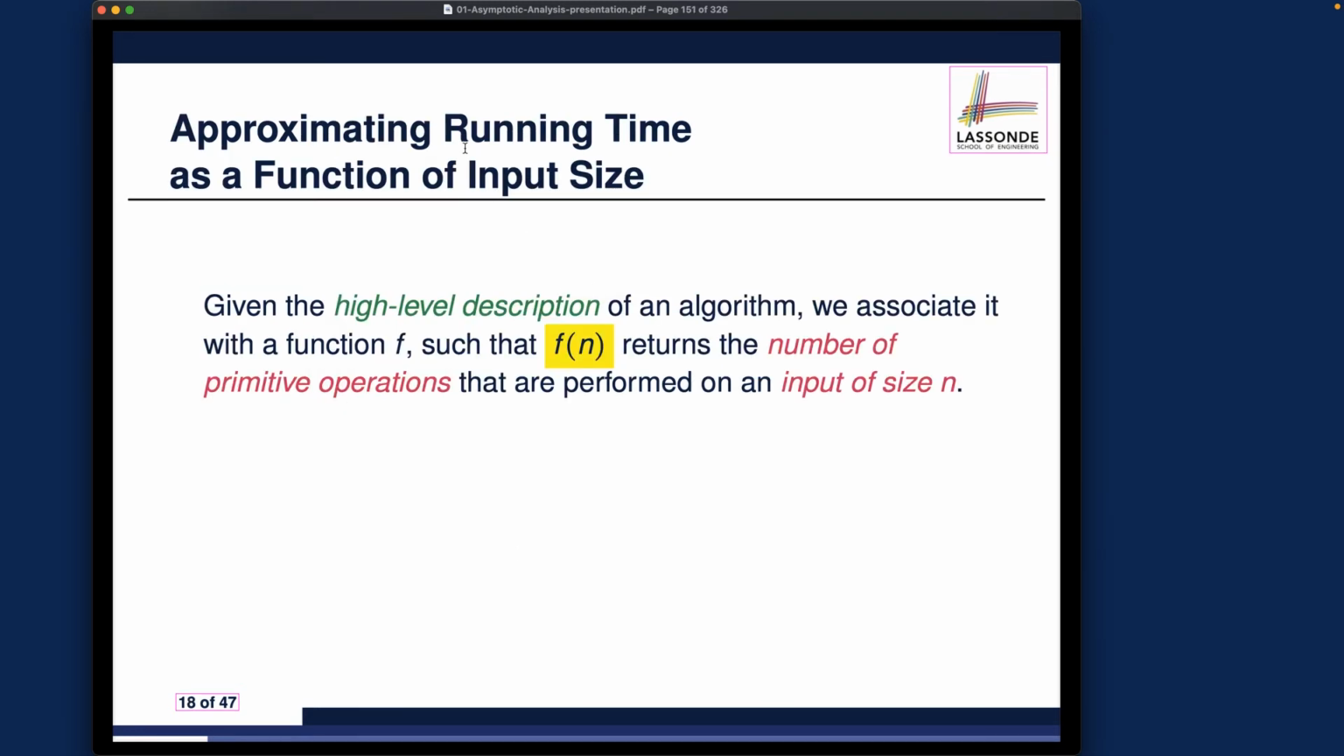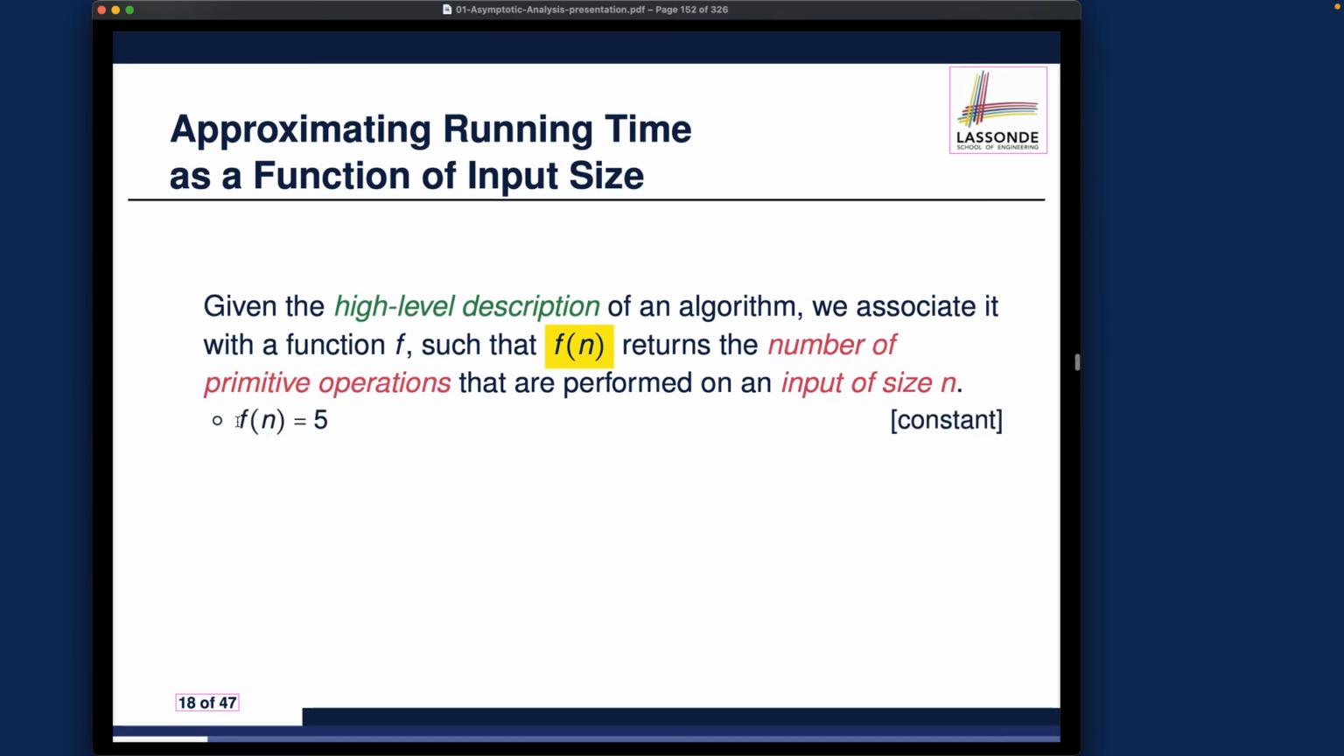And we want to approximate the running time as a function of the input size, right? So given an algorithm, we can derive a function f, and the size of the input is going to be n, and the return value of the function is going to be the number of primitive operations that are performed on the input size n. Okay, so what does that mean?